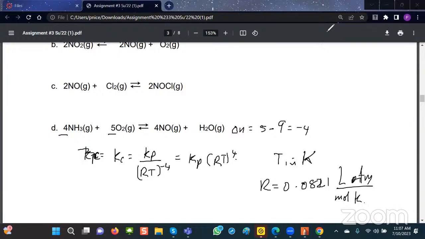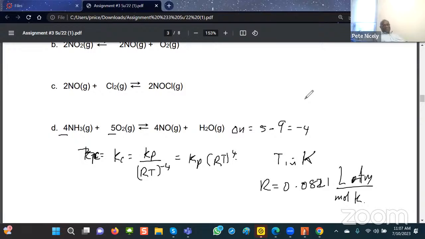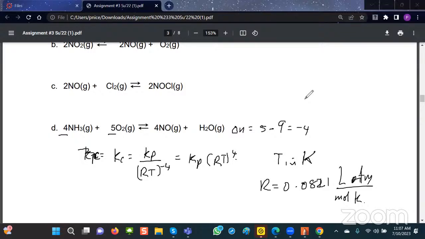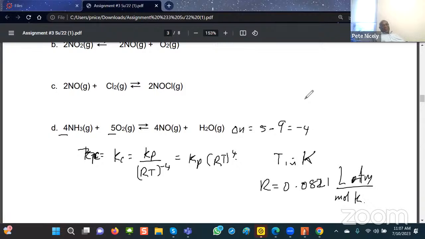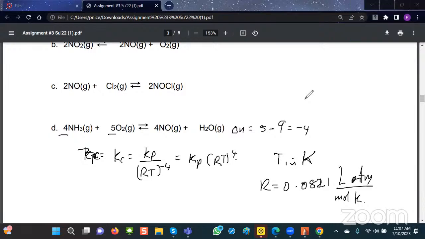A question. Yes, ma'am. In Chem 1, we learned that R was 0.08206. Is that just rounded? Is that the one you want us to use? Will it make a difference if we use the 0.08206? Shouldn't be much of a difference, but typically I require my students to use 0.0821. Okay, thank you.